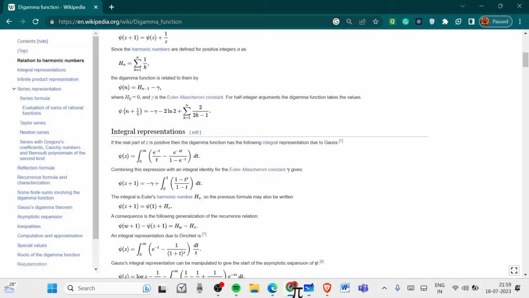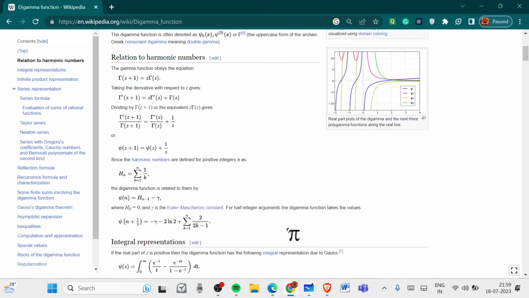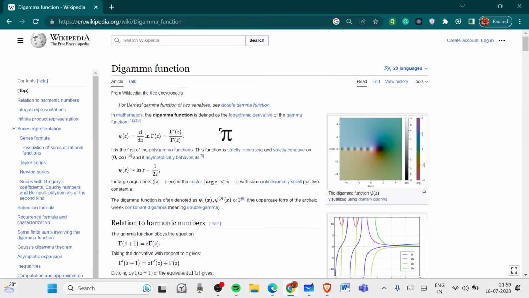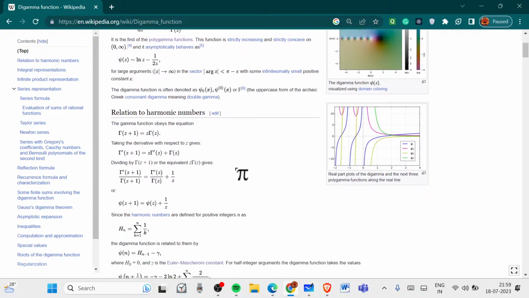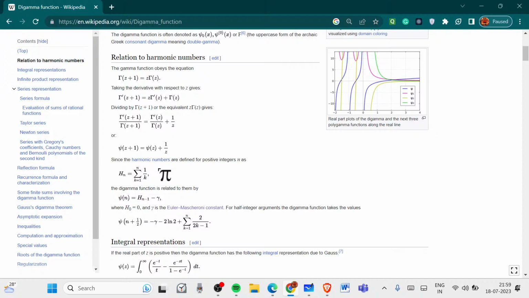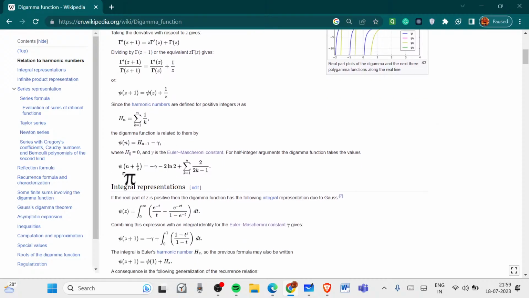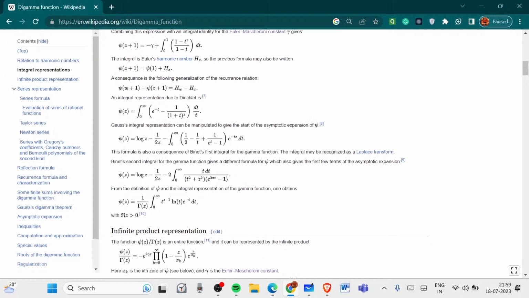Okay, let's first of all understand what digamma is. Digamma is basically the logarithmic derivative of the gamma function, something like this, gamma dash by gamma. And it's related to the gamma function using this thing. And we have an interesting thing with this as well.